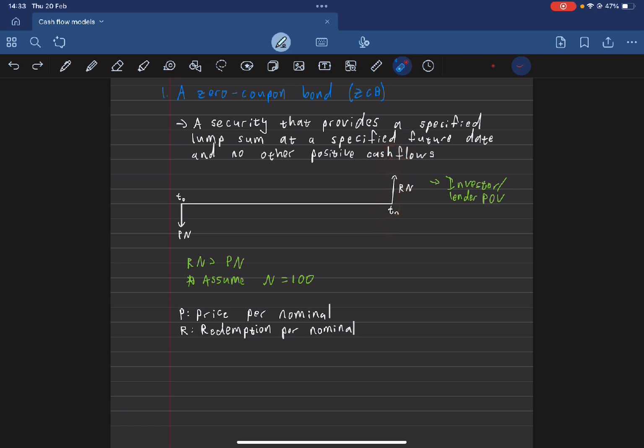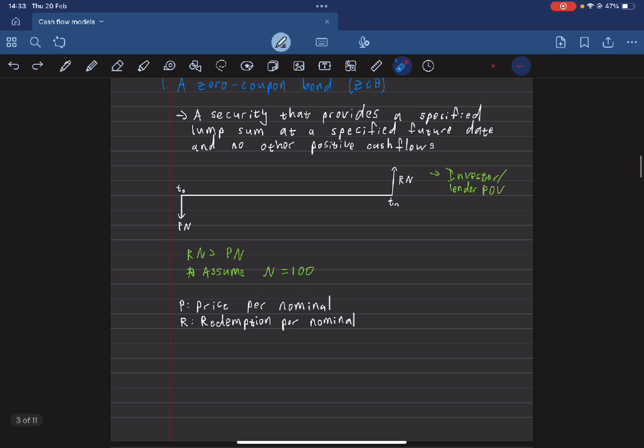And it's important to think about the point of view that you're drawing the timeline from. For most of the examples, we're going to take the point of view of the investor or the lender. Another thing you can pretty much assume is that the redemption amount is almost certainly going to be more than the amount that you paid, because otherwise there's no point in buying it. If you're not getting interest or a benefit from lending them money, then there's no point in doing it. And then N stands for nominal, and it's often assumed to be 100.